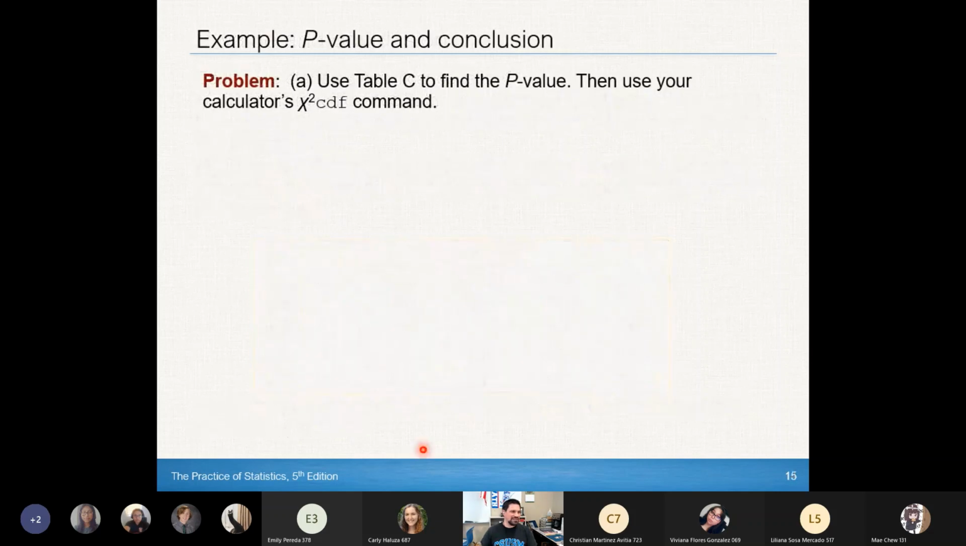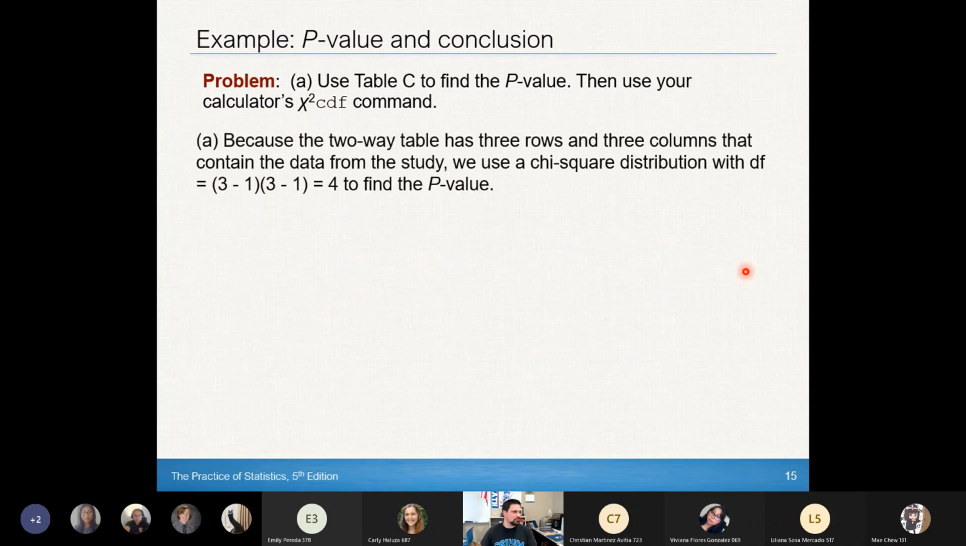We're going to use table C to find the p-value. Then use your calculator's chi-squared CDF command to find the same value again. It will be slightly different, obviously. Because the two-way table has 3 rows and 3 columns that contain the data from the study, we use a chi-square distribution with degrees of freedom equaling 3 minus 1 times 3 minus 1, which is 2 times 2. That is 4, to find the p-value. We'll get into why we do this in just a moment.